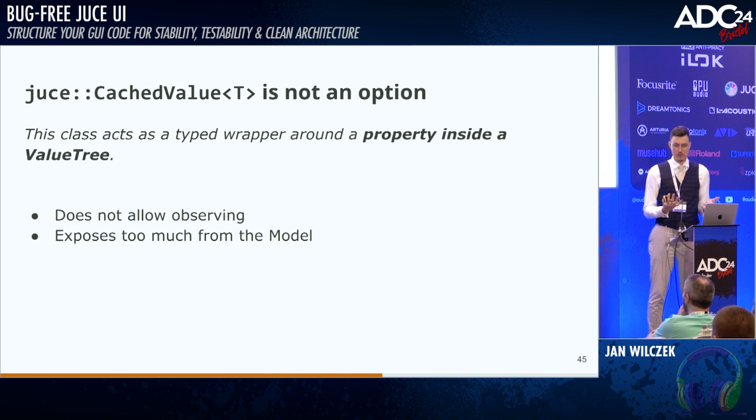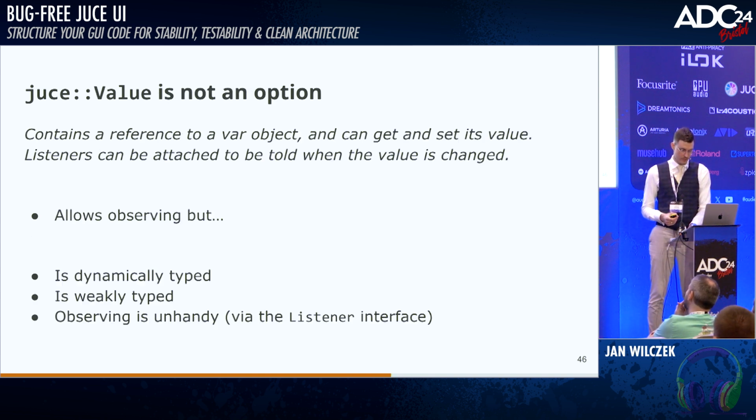And, well, could we use JUCE cached value? And the thing is that cached value does not directly allow observing. And since it wraps a property inside our value tree, it exposes kind of too much from the model. I also think we cannot use right away a JUCE value because it allows observing. We get notifications when the value changes, but it's dynamically typed and weakly typed. So we would always need to have some code around this to check the type of the update that we get. And also observing is quite unhandy because we need to implement the listener interface every time.